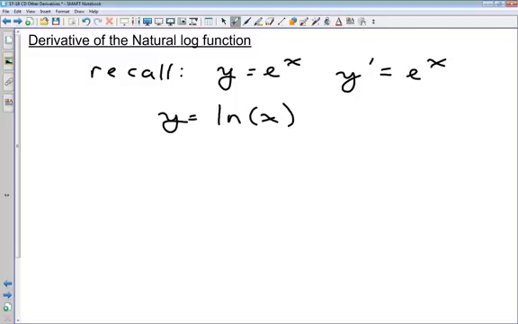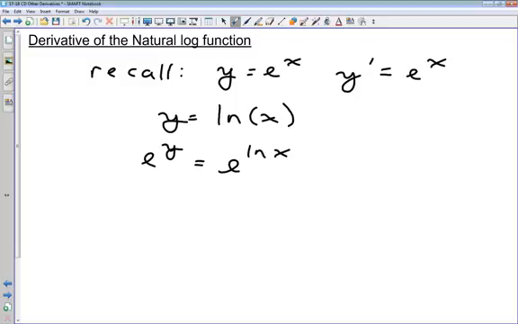So I can take something like y equals ln of x, and I can take both sides of this equation and raise them as exponents to the power of base e. So I can write the left-hand side as e to the y, and the right-hand side as e to the ln x. As long as I do the same thing to both sides of this equation, I still have a valid equation.